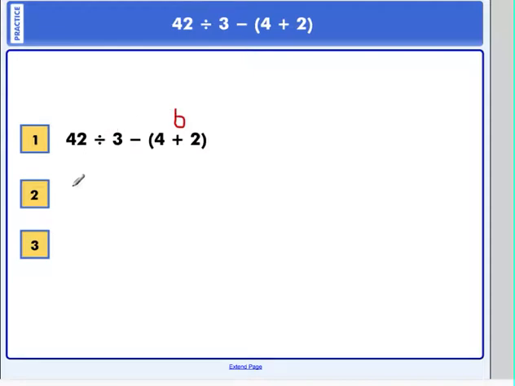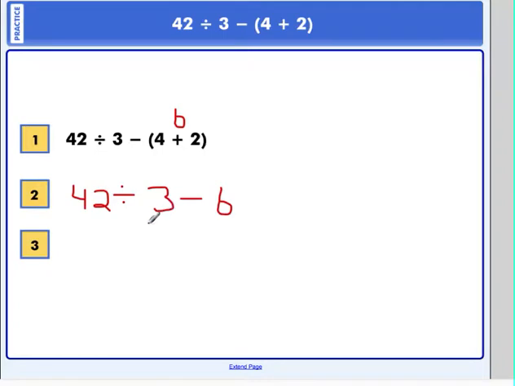Now we've got 42 divided by 3 minus 6. Now, next in our order of operations is exponents. We don't have any. Then we move on to multiplication and division. Well, in this problem, we've got division. So we need to do 42 divided by 3 next.